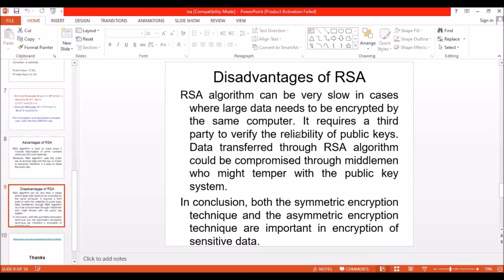And the conclusion: both symmetric encryption techniques and asymmetric encryption techniques are important in the encryption of sensitive data. So, friends and students, this is the RSA algorithm.